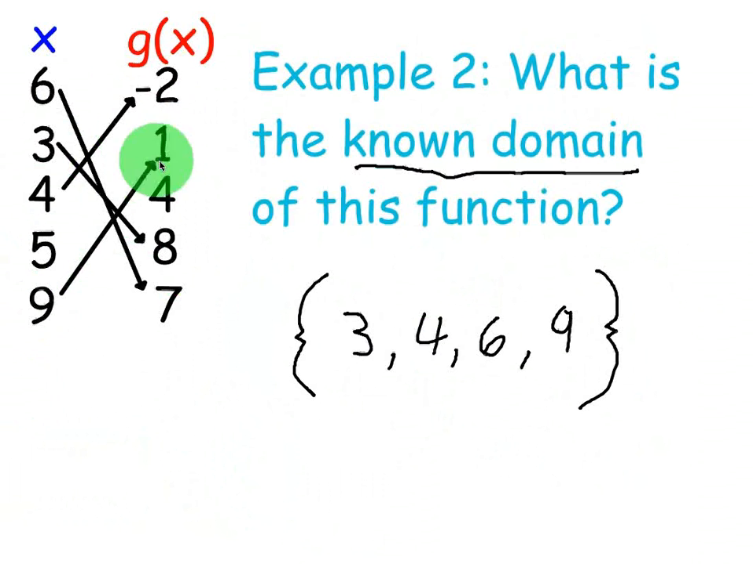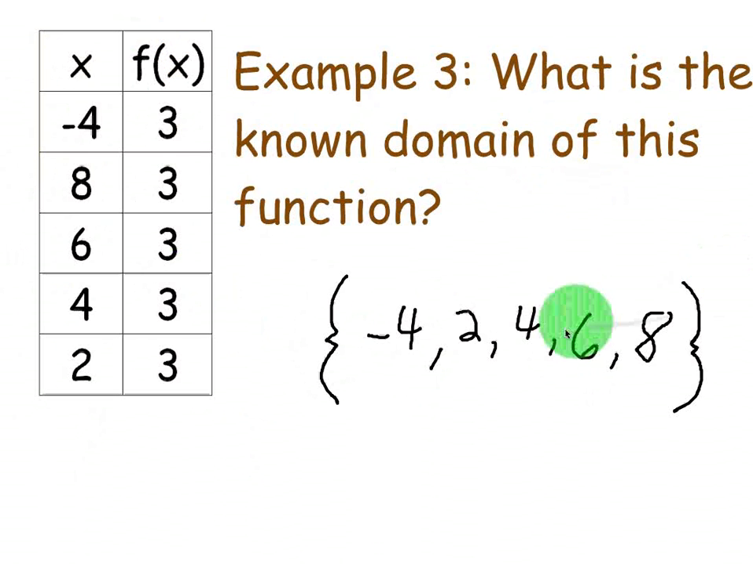For example, 9 goes to 1 because of this arrow, so 1 is the output of 9, but 5 has no arrows. So when we go to write the domain, we can only write 3, 4, 6, and 9. We cannot include the 5. The 5 does not have an output, so this is the domain of this particular function g of x.